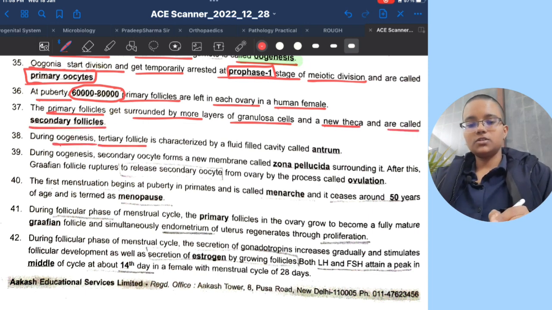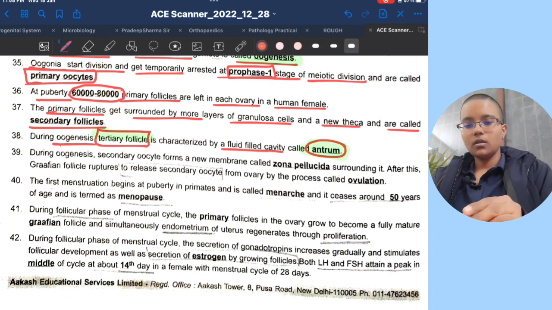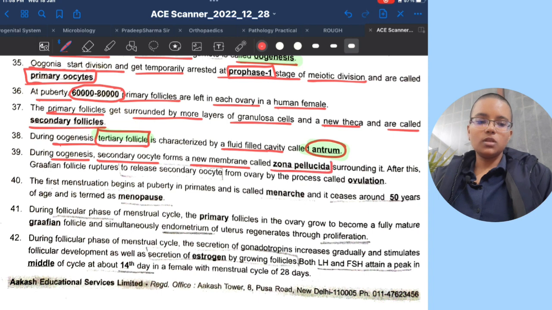During oogenesis, tertiary follicles are characterized by a fluid-filled cavity called the antrum. The secondary oocyte forms a new membrane called the zona pellucida surrounding it. After this, the Graafian follicle ruptures to release the secondary oocyte from the ovary by the process called ovulation.